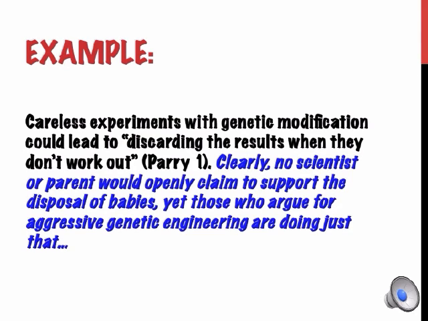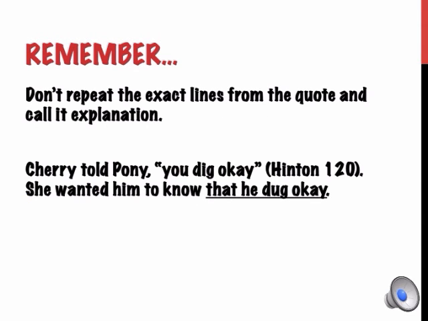It says, clearly no scientist or parent would openly claim to support the disposal of babies, yet those who argue for aggressive genetic engineering are doing just that. This is your argument. You are building on what you've presented to make a strong paragraph. So remember, don't repeat the exact lines from the quote and call it explanation. This is something that I actually see a lot in essays, so I'm just mentioning it now to hopefully avoid it. So here's an example of what not to do.